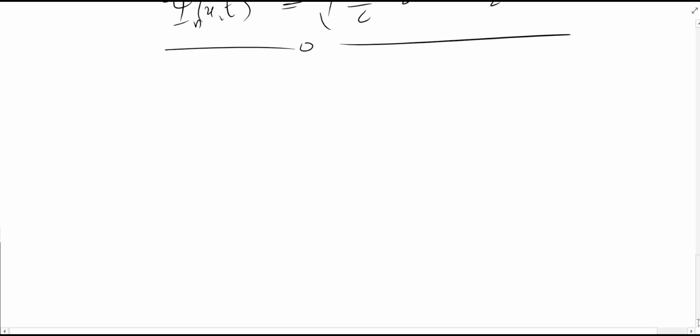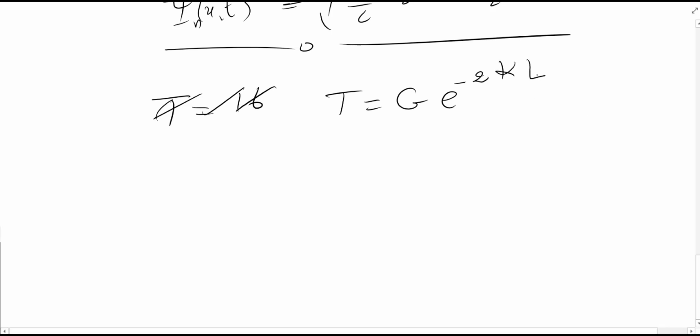The expression for the tunneling probability T is needed for that. Let's put it first in a general formula. It's equal to G times e to the negative 2 kappa L, where L is the width of the barrier. Don't forget the 2, because that 2 will throw you off completely.